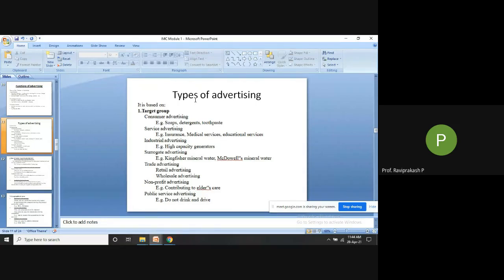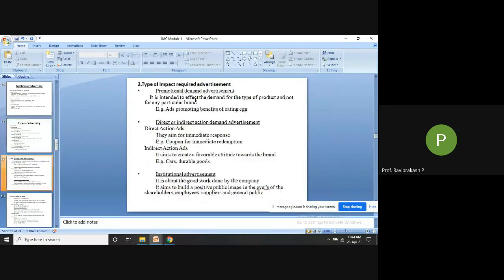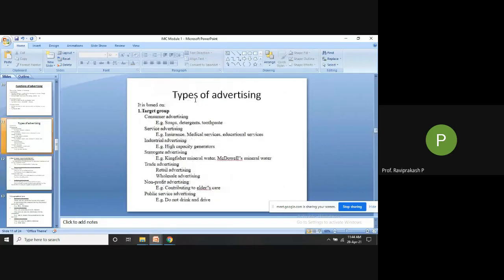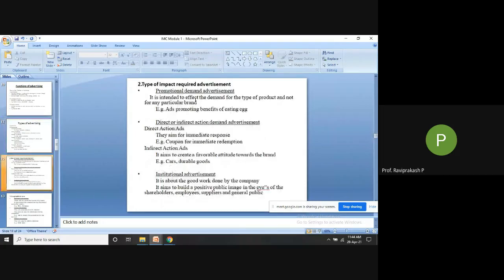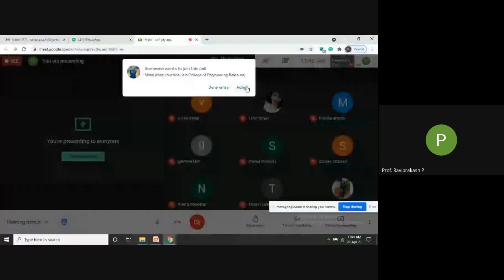So next, coming to type of impact required advertising. The first one, if you see, what was that? Target group. So what kind of group are we targeting? Okay, that was the first one. Next one is type of impact required advertisement, like promotional demand advertising. Here it is intended to affect the demand for the type of product and not for any particular brand. Here we are advertising for a product and not for any brand.